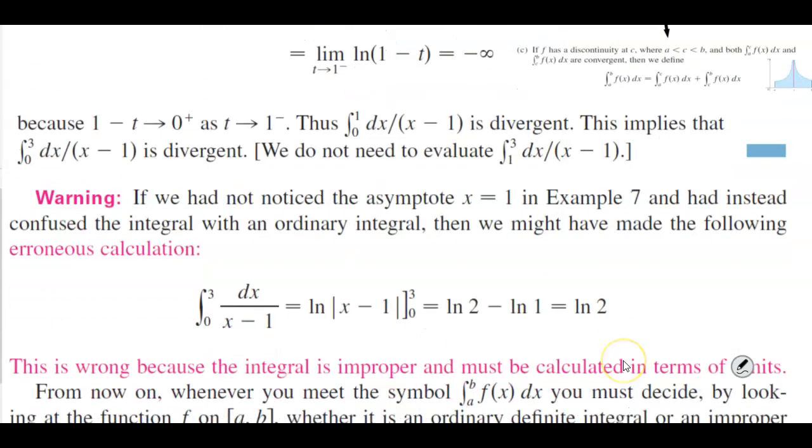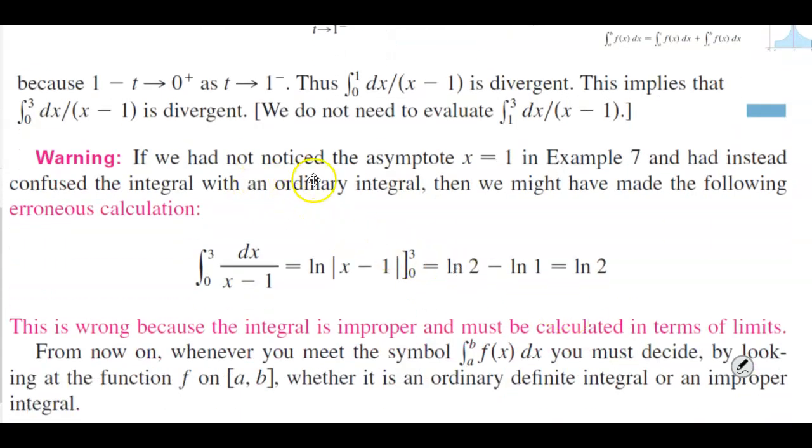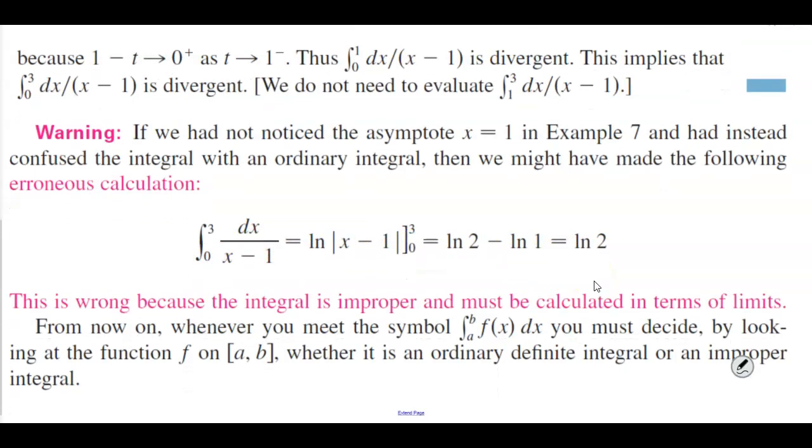Now, we should take a look at the warning though. If we had not noticed that the asymptote x equals 1 was in example 7 and had instead confused the integral with an ordinary integral, then we might have made the following erroneous calculation. We would have applied the upper and lower limits and gotten the natural log of 2 minus the natural log of 1, which would equal the natural log of 2. Now this is wrong because the integral is improper and it must be calculated in terms of limits.